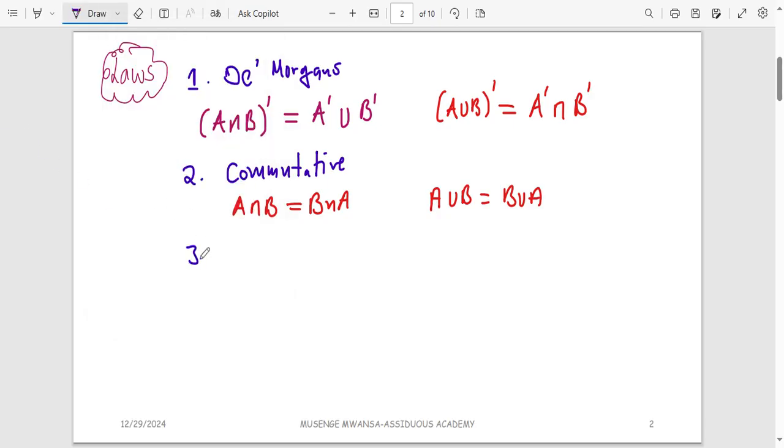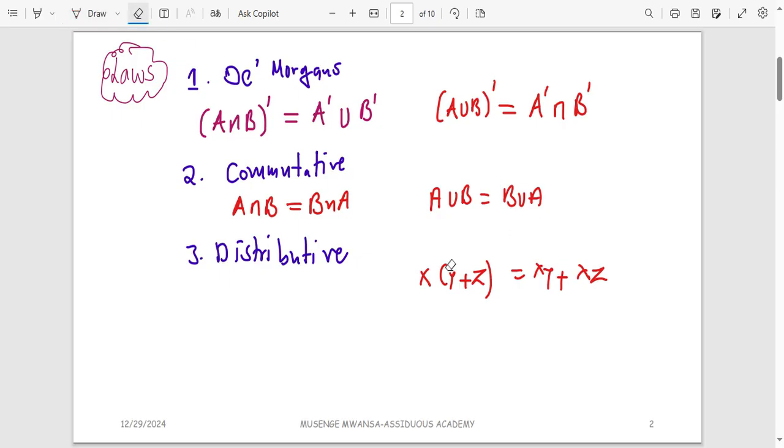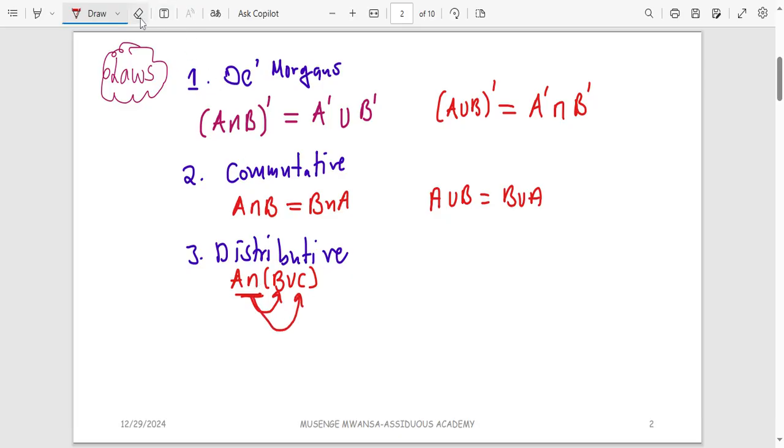The third law is known as the distributive law. Remember, this is to distribute. Say for example, I've got x(y plus z). If you distribute, you are going to have x times y, which is xy, plus x times z, which is xz. That's the same way the distributive law on sets works. So if I have got A intersection (B union C), I'll multiply A intersect with B, and then A intersect again, like you're multiplying with C also.